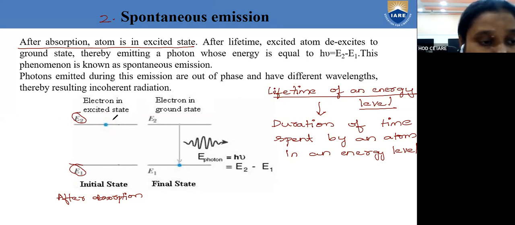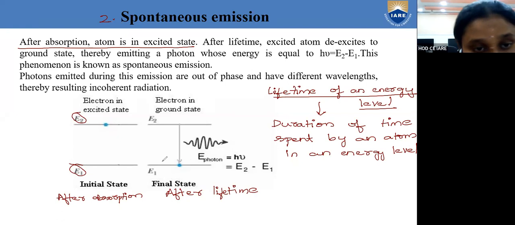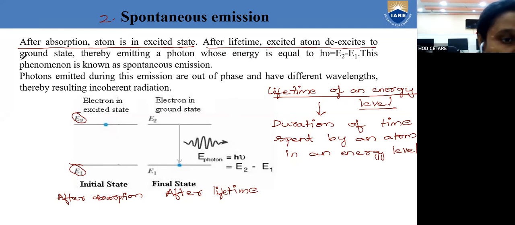After absorption, the atom has gone to the higher excited state. For how long will it stay there? Forever? No. Every energy level has its lifetime. After the lifetime of an energy level, what happens to the atom in the excited state? It will lose its energy and come down to the ground state. It gets de-excited to the ground state.